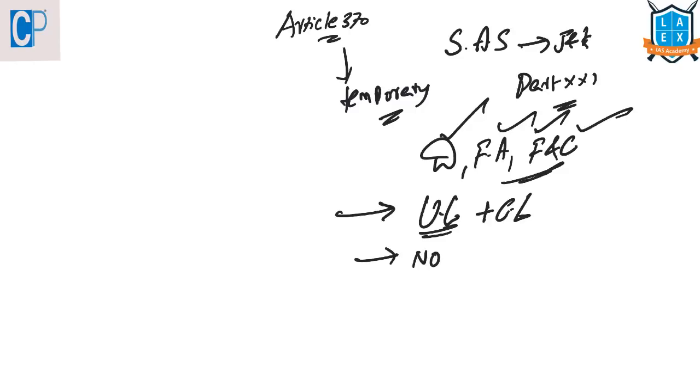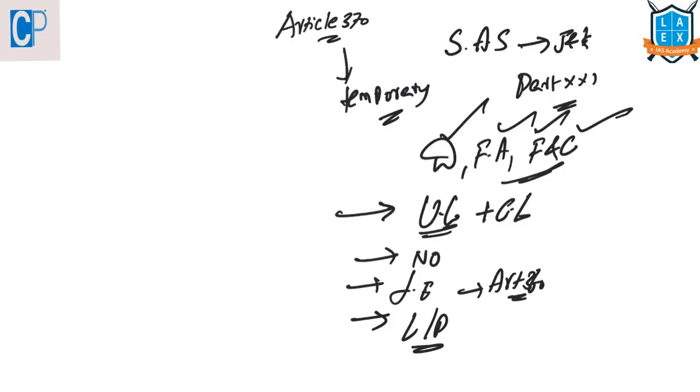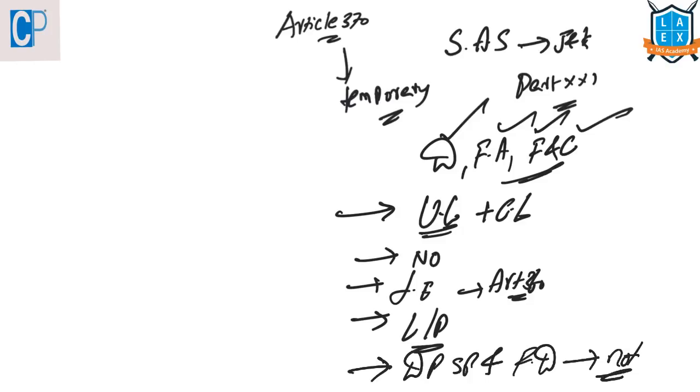Centre has no power to declare financial emergency under Article 360 in Jammu and Kashmir, and Indian Parliament cannot increase or reduce the borders of the state. Indian citizens from other states cannot purchase land or property in Jammu and Kashmir. And Part 4, that is Directive Principles of State Policy, and Part 4A that deals with fundamental duties of the Constitution were not applicable to Jammu and Kashmir.